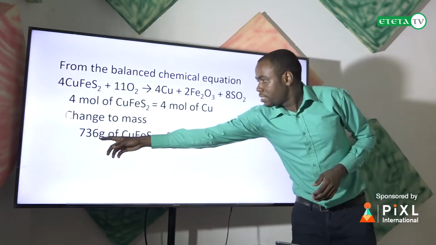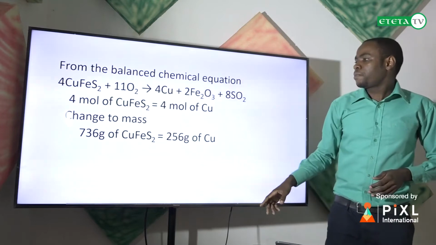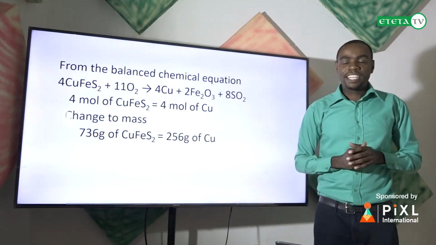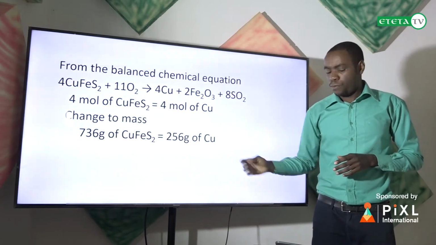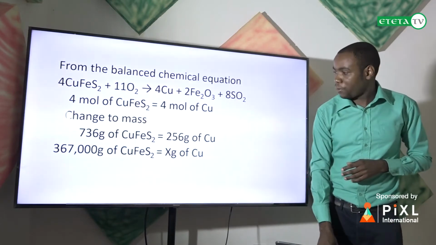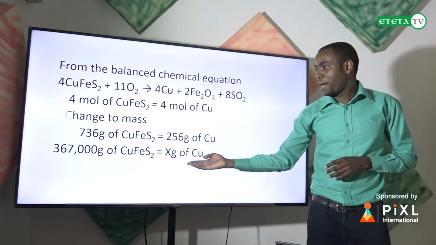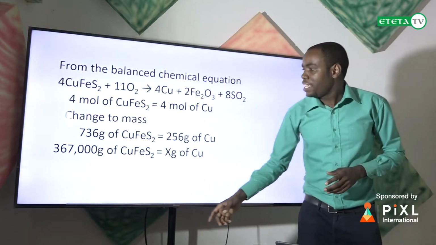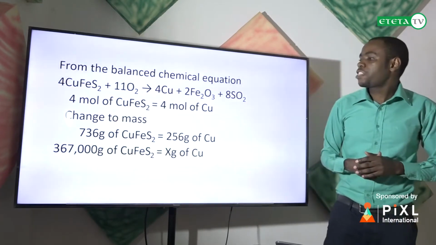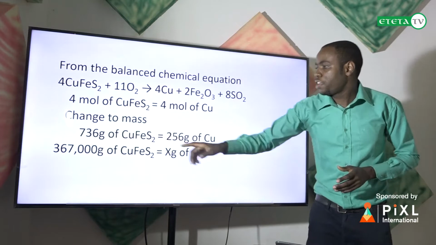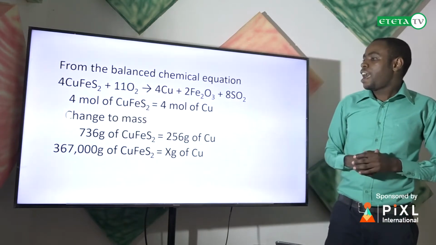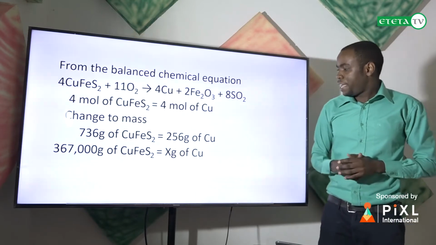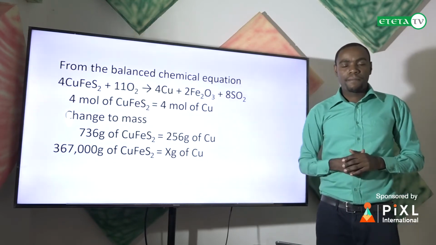So 736 grams of copper pyrite is equivalent to 256 grams of copper. Now, what you are going to calculate is to find the mass of copper. But the mass of copper pyrite which you have been given is equal to 367,000 grams. So 367,000 grams of copper pyrite is equal to how many grams of copper?